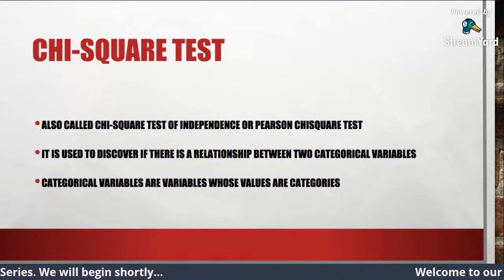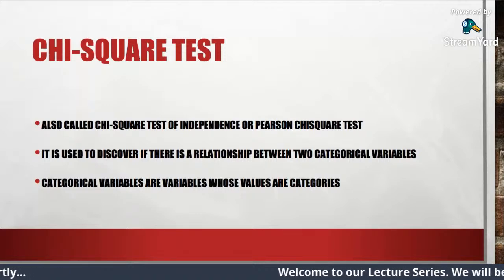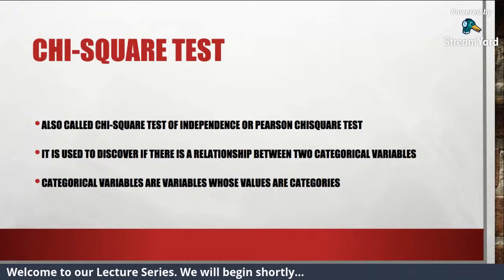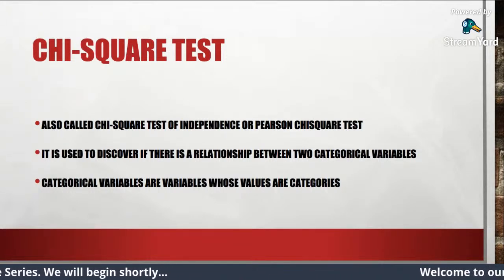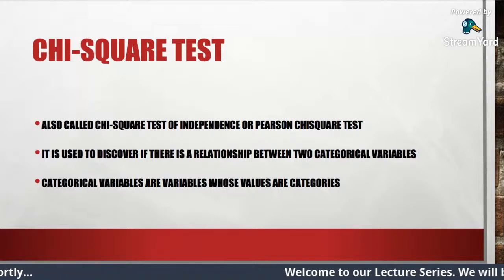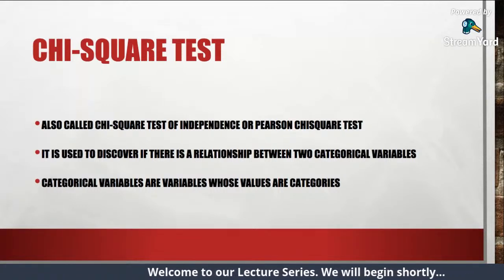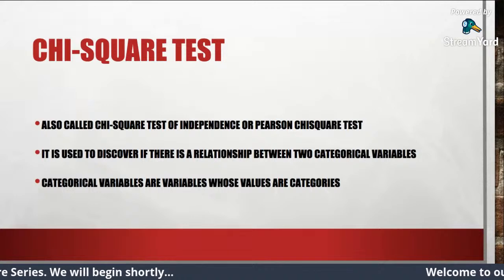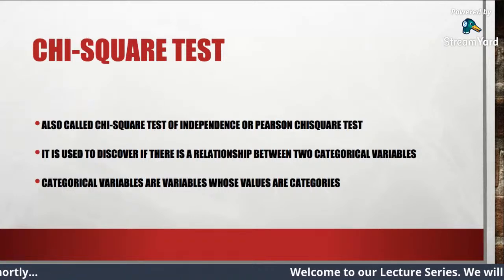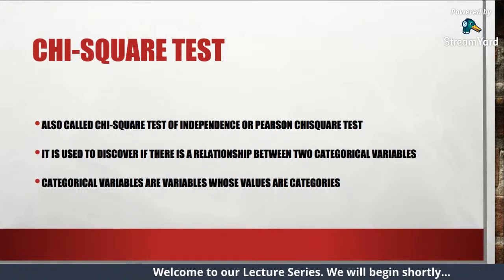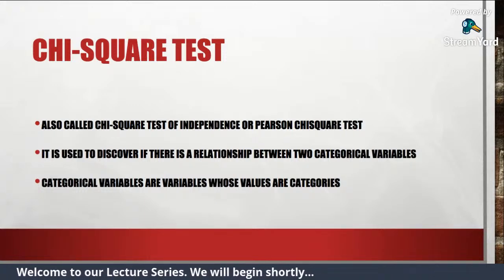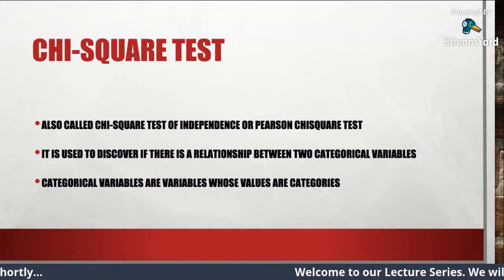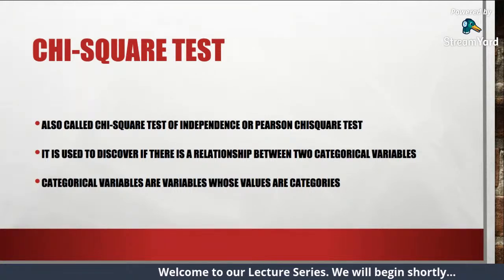So for example, if you would like to find out if there is a relationship between educational attainment and employability, and these are both categories, then if you have a higher educational attainment, will you most likely get a better job, for example? Okay. So you look into the relationship. So these are two categorical variables. Then we can make use of the chi-square test.